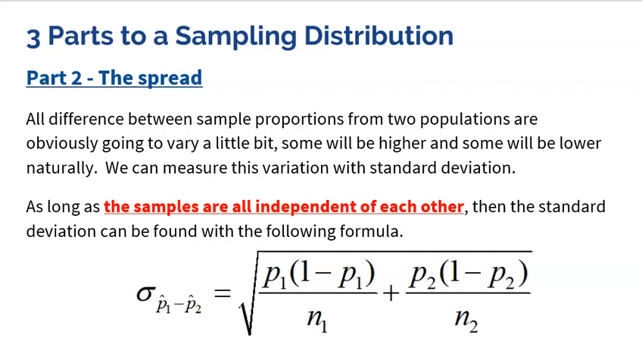This will tell us how those differences could spread, how those differences could vary. Sometimes the differences could be higher. Sometimes the differences could be lower. So we have a formula here.